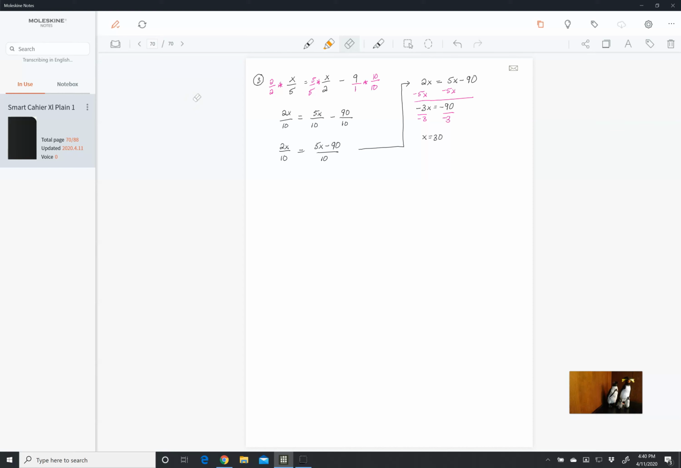Now, none of our denominators had an x in them, so there's nothing to plug x into, okay? We had a 5, a 2, and a 1. That means that we don't have a denominator of 0. So x equals 30 is it. We know it's not extraneous. Okay, let's take another one.